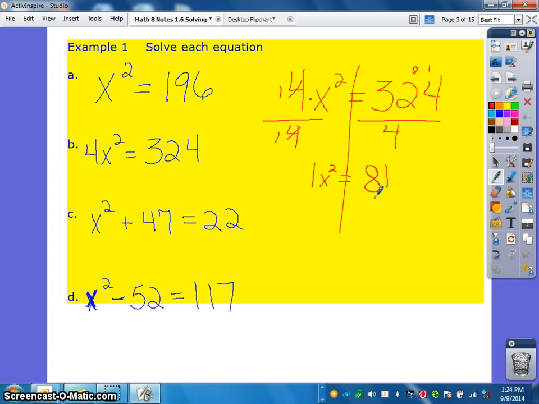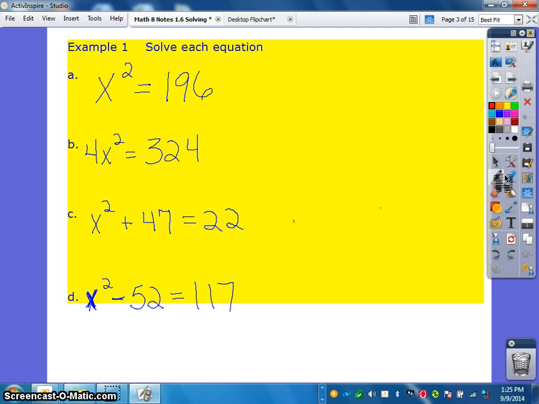No. What do I need to do? Find the square root of 81. I need to find the square root of each of these. So the square root of x squared is x equals, what's the square root of 81? 9. And if they ask for square roots, we have a positive negative 9. And that would work up here. 4 times 9 times 9 is 81. 4 times 81 is 324. It works. So does a negative 9. All right.